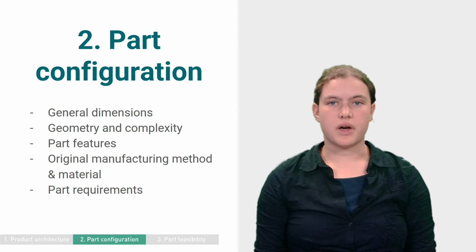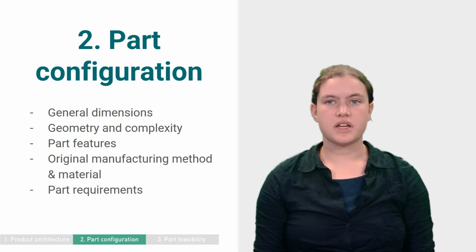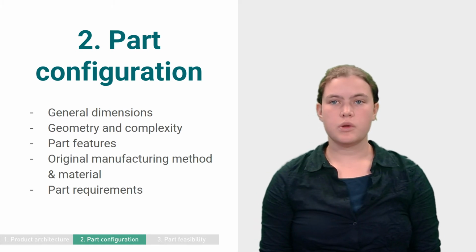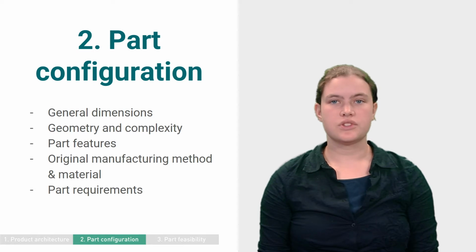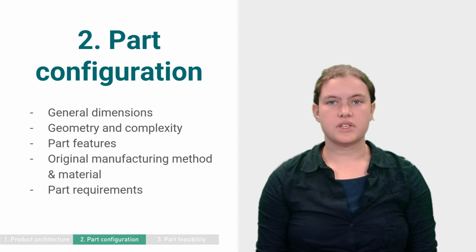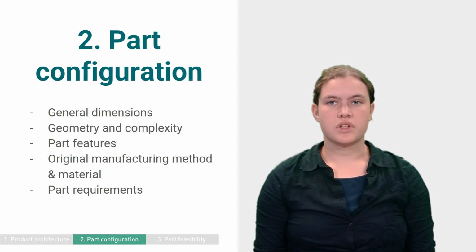Now you know more about how the part fits within the product. The following step is to take a closer look at the part itself. In this section, we will take a look at general dimensions, geometry and complexity, part features, manufacturing and material, part requirements and forces, and finally, the essential elements.